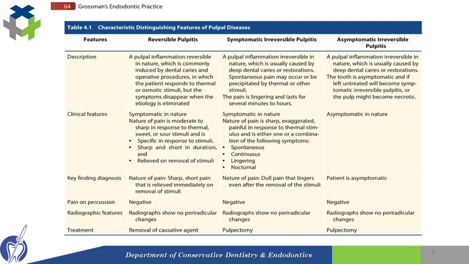Now, characteristic distinguishing features of pulpal diseases. This is again given in Grossman 14. You can just go through it.